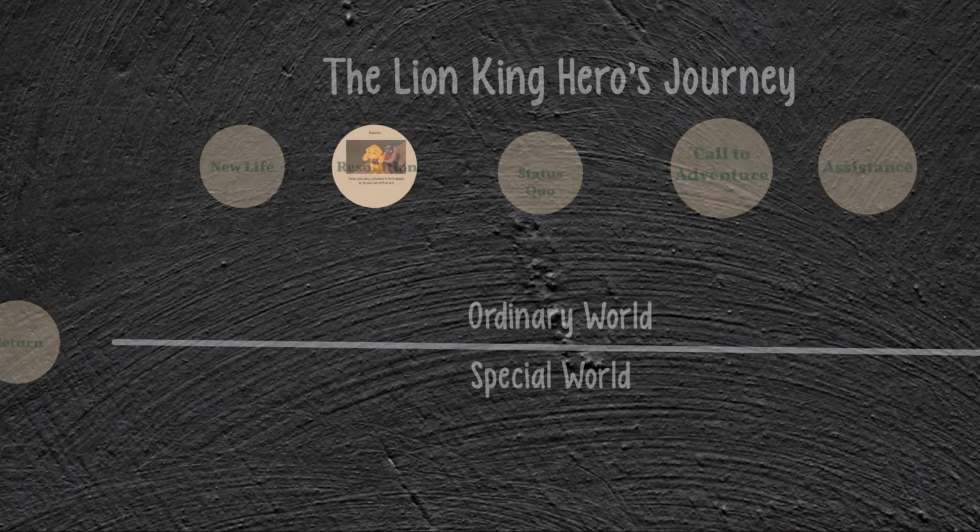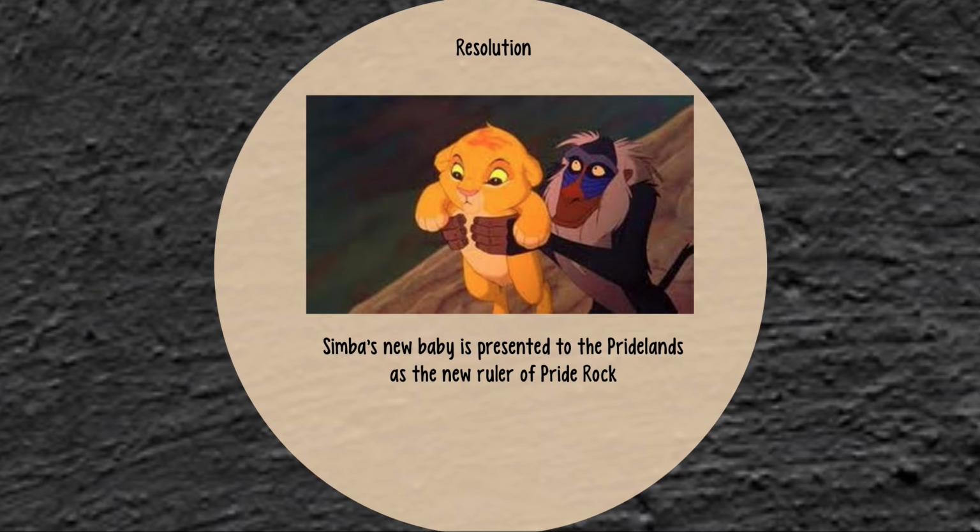And then there's a resolution. Rafiki gets the baby and holds it up over everybody else in the Pride Lands in the same way that he did Simba, saying the circle of life of this lion monarchy is back to the way that it usually does things, and this is the new ruler, and everything is going to be okay.